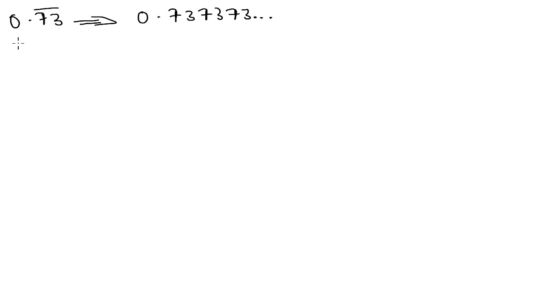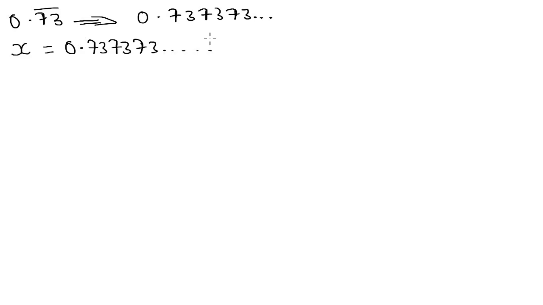So basically, the first step we have to put into account is to let the recurring decimal be equal to a new variable. Usually we use x. So x is equal to our recurring decimal, 0.737373 repeating.